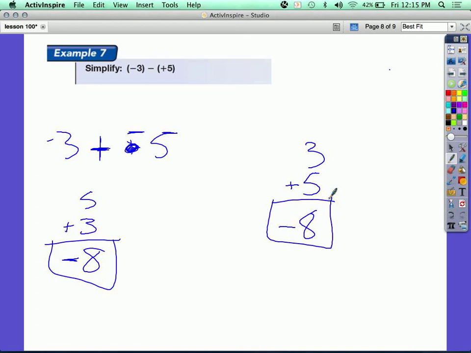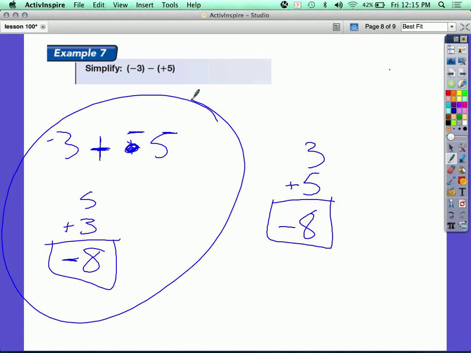So the best way to think about it is to add the opposite, like we did over here. Add the opposite, and go back to our addition where if the signs are the same, we can add them up, keep the sign. If the signs are different, we subtract, keep the sign of the bigger number. Okay. Lesson's a little trickier.